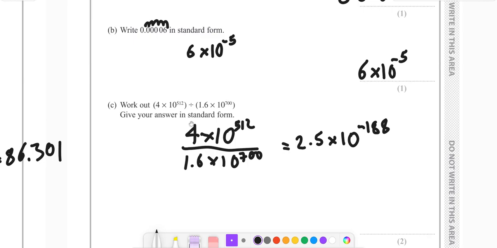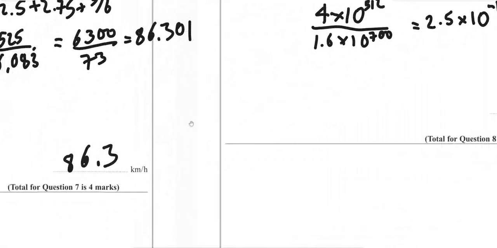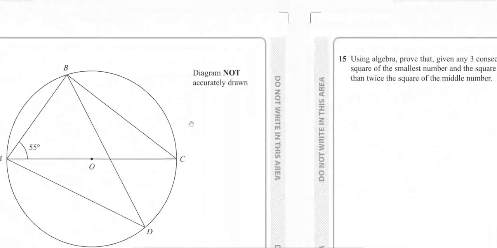Is this number 2.5 bigger than 1 and less than 10? Yes, quite often it isn't when you do this, but it is in this case, so we're all good. 2.5 times 10 to the minus 188, which is clearly too big, or in fact too small, to put in our calculator. There we go. Okay, first row of the paper done.